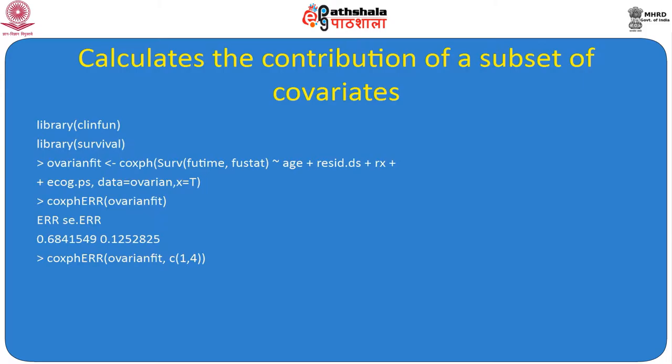Here, for illustration, we have considered four factors: age, residual disease, Rx and ECOG.PS, but we can also consider only one factor, like Rx. If we consider only Rx on the right-hand side and Surv of futime and fustat on the left-hand side, then we can find the relative risk of dying for those treated with Rx2 with reference to Rx1. The same thing happens when we put coxph.err within parentheses ovarian.fit comma 1 to 4, which gives us the relative risks for the first four individuals.